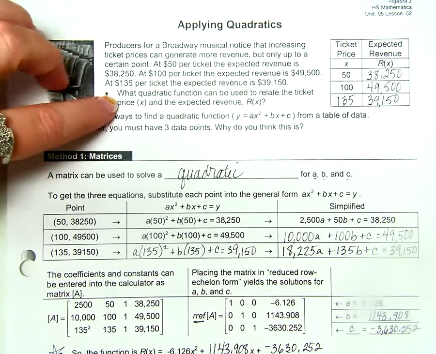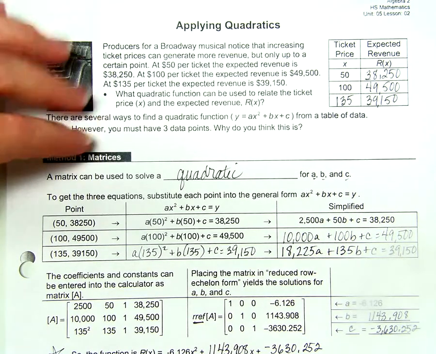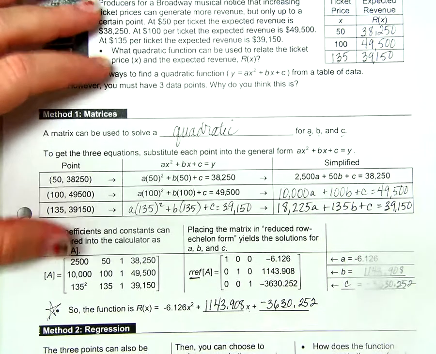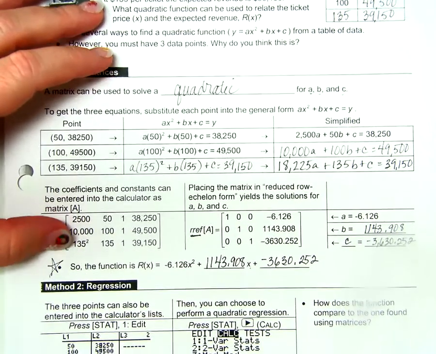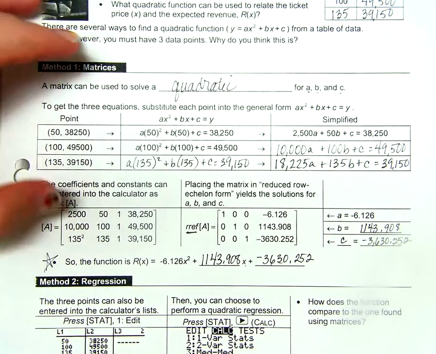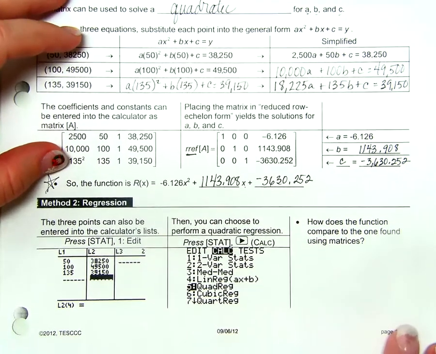Now, all it is asking right now is what's the function. It could be asking you to predict a ticket price. It could be asking you to predict a revenue based on a ticket price, things like that. But that's the actual function.